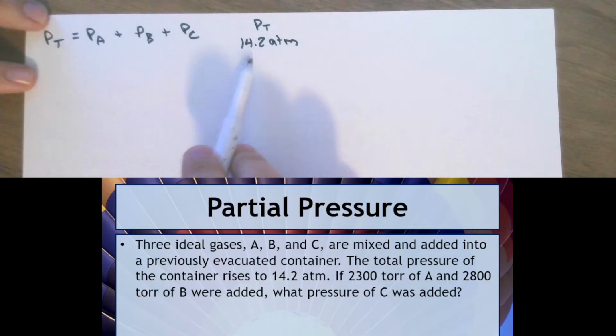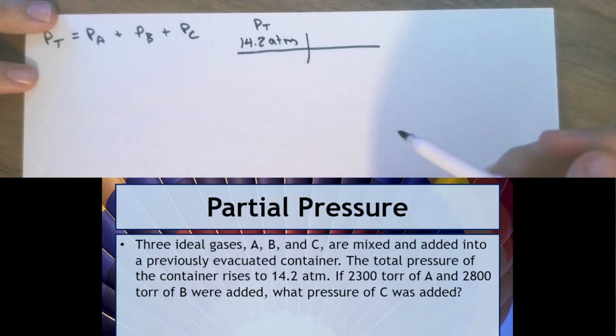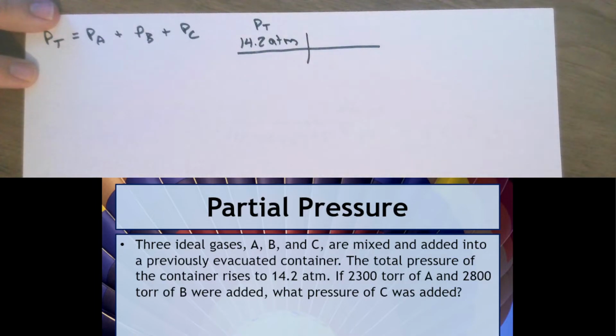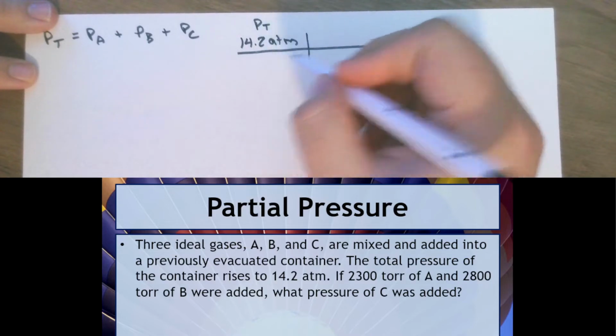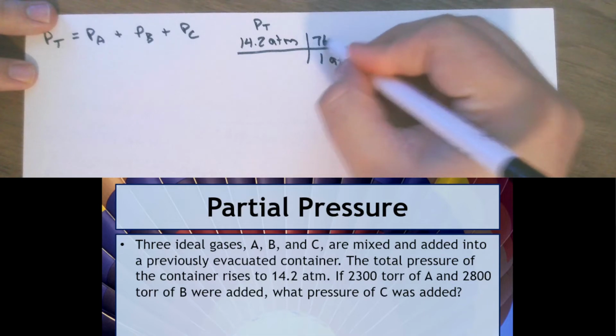So I'm going to start with this 14.2 ATM. I'm going to choose to turn that into torr. I could also take the torr for A and B and turn those back into ATM, but that seems like more work, so I'm going to do it this way. 14.2 ATM, 1 ATM on bottom equals 760 torr.